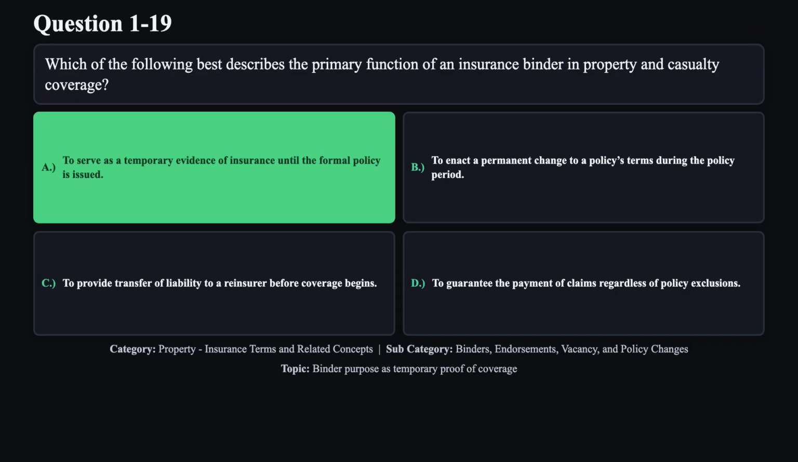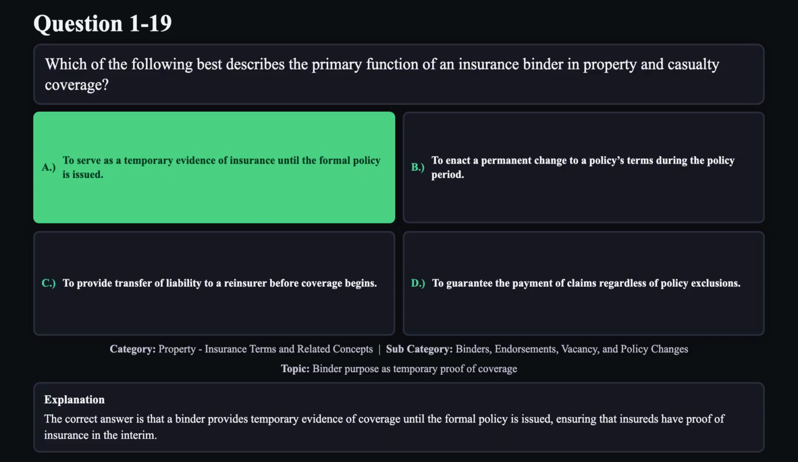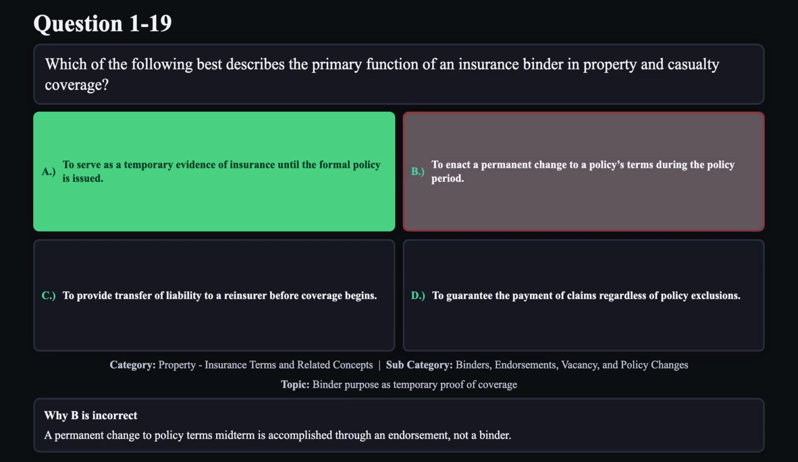The correct answer is A. The correct answer is that a binder provides temporary evidence of coverage until the formal policy is issued, ensuring that insureds have proof of insurance in the interim. Reason B is not correct. A permanent change to policy terms midterm is accomplished through an endorsement, not a binder.